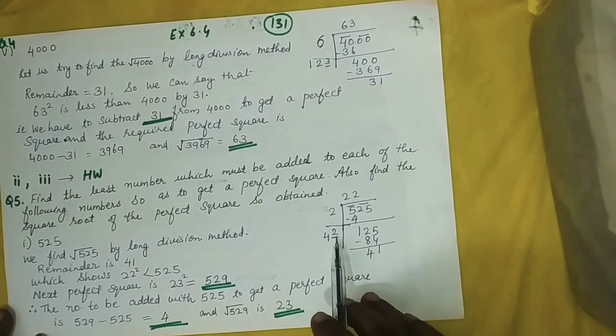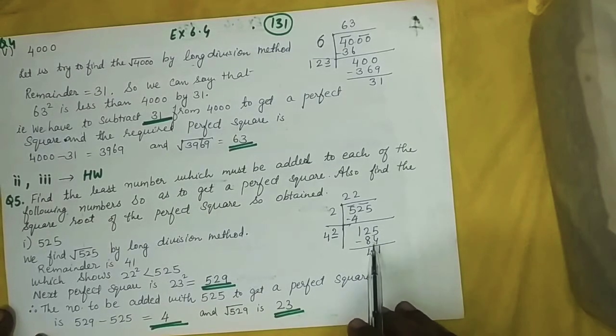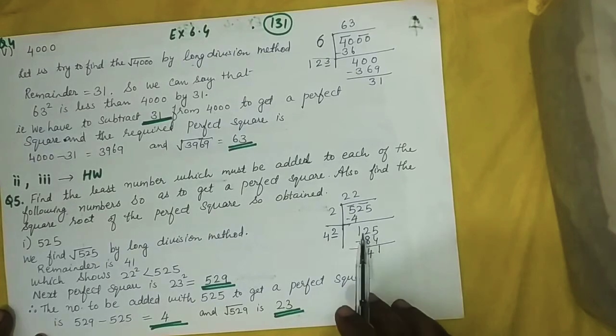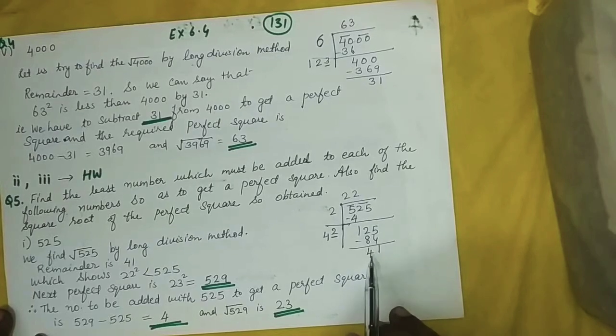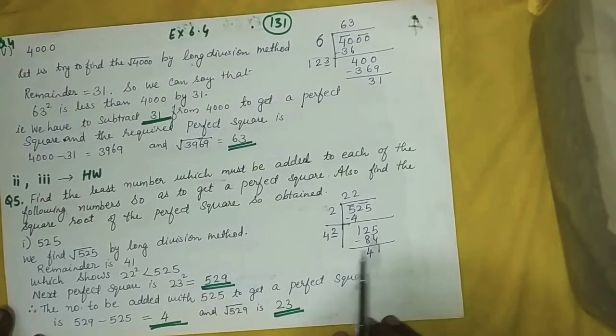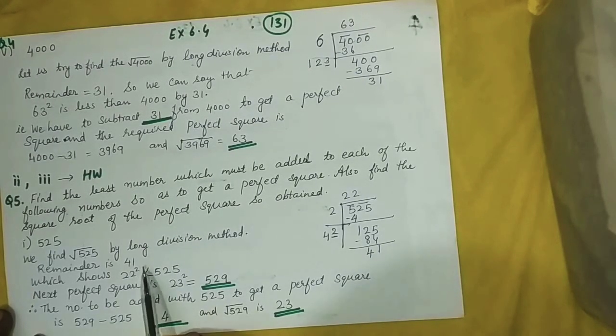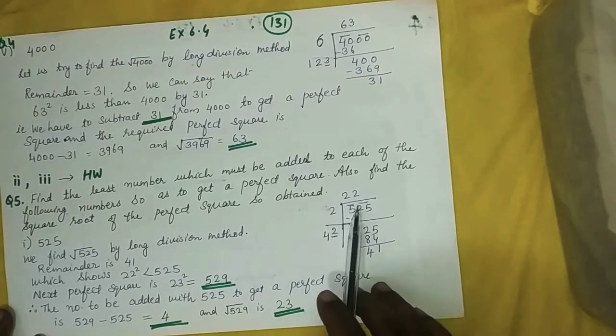A little less than 125. 42 into 2 is what? 84. If you write 3, it will be greater. So, that 2 we are writing in the quotient also. When we subtract, we are getting 41. Here the remainder is 14, which shows that 22 square is less than 525.